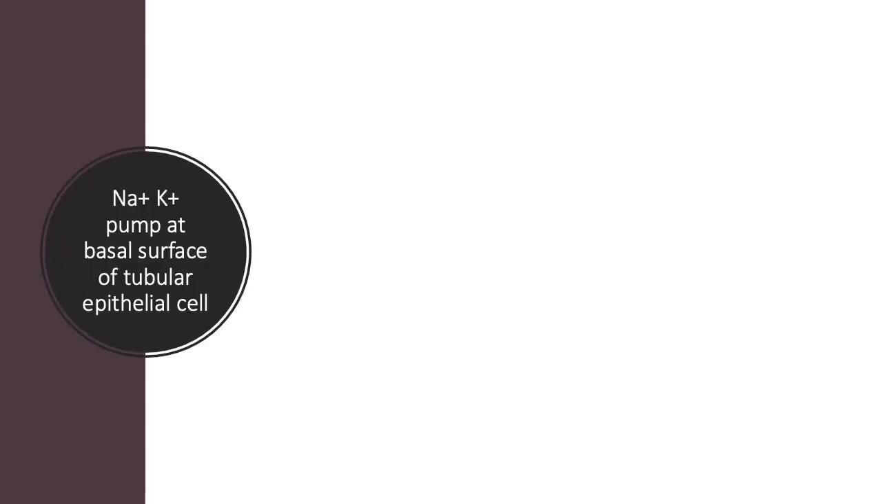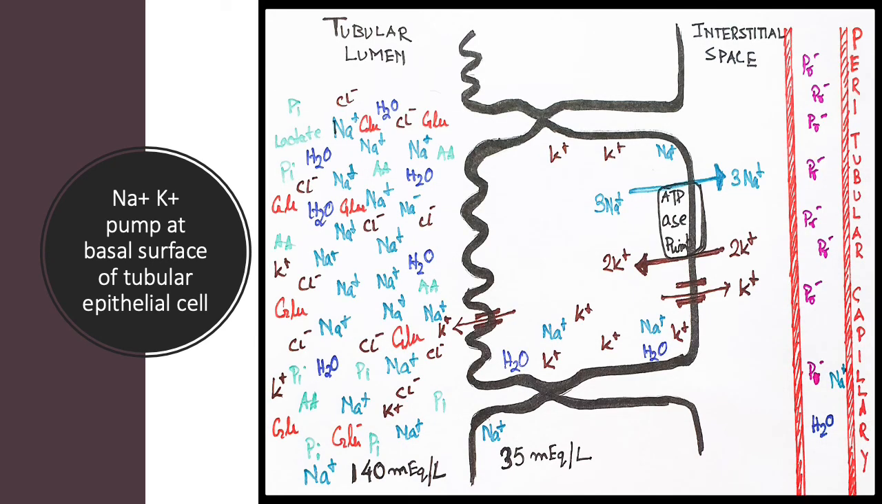Now we are actually going to start about the transport processes. As we have discussed, the sodium potassium pump is present at the basal surface of the tubular epithelial cell, and this is how it is situated. Now this is again a schematic diagram. This is the epithelial cell, this is the basal surface of the cells, this is the peritubular capillary, and this is the tubular lumen. You see here the concentration of the solutes is more.